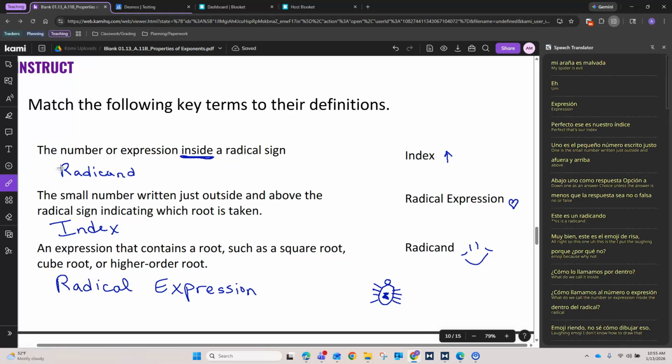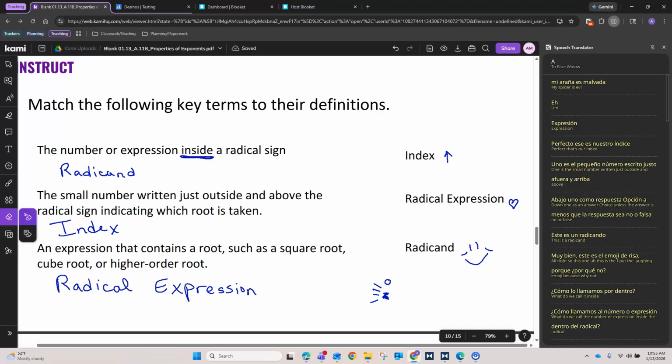It's a blue widow. It's not a good spider. Don't worry, I am not an artist. That's why I teach math. All right.